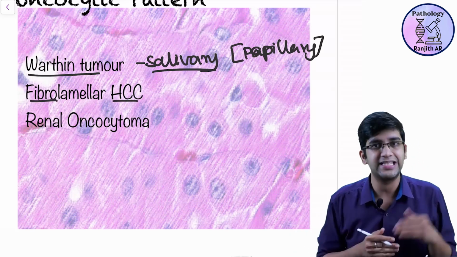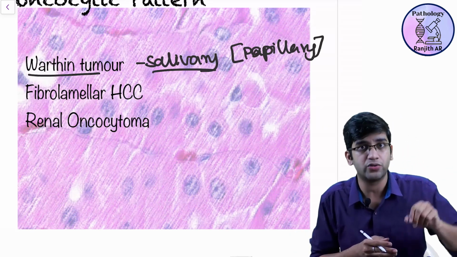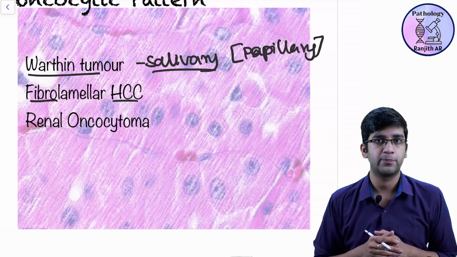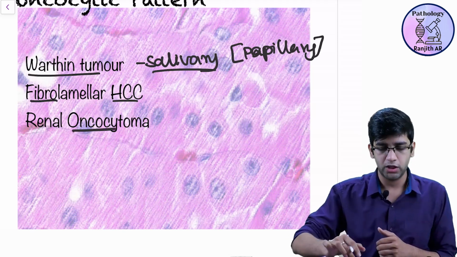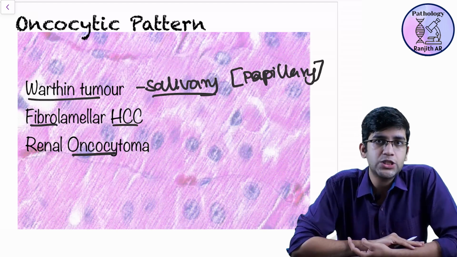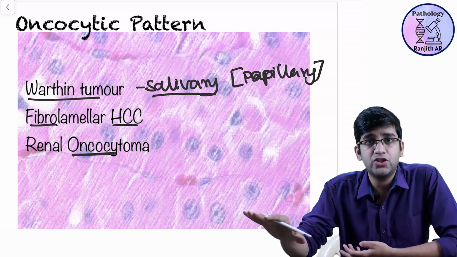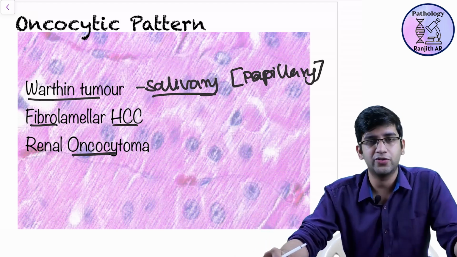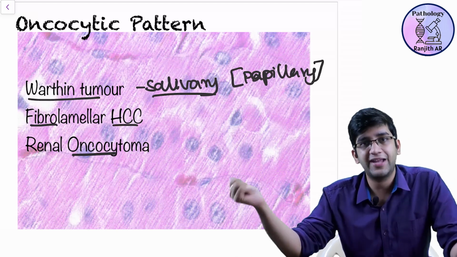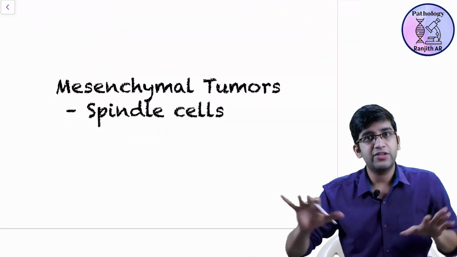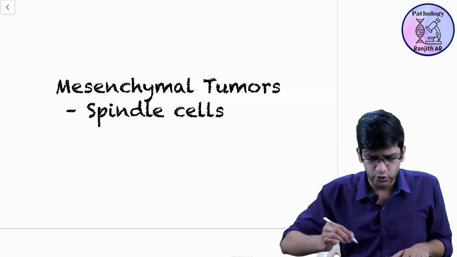And fibrolamellar HCC, hepatocellular carcinoma, the variant of it, not the original hepatocellular carcinoma, and renal oncocytoma. It's there in the name, renal oncocytoma. All of them will have the oncocytic pattern. Fibrolamellar HCC, renal oncocytoma, and Warthin. So if I look at the image of these tumors, it looks too pink. When I have too much pink color, I'm going to think of an oncocytic pattern. Look at the options. If either of these three is there, they can go. That's it. Clear?